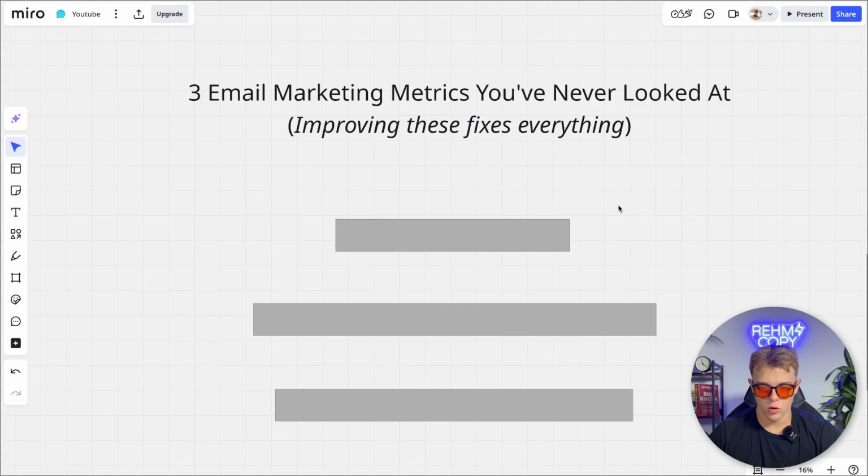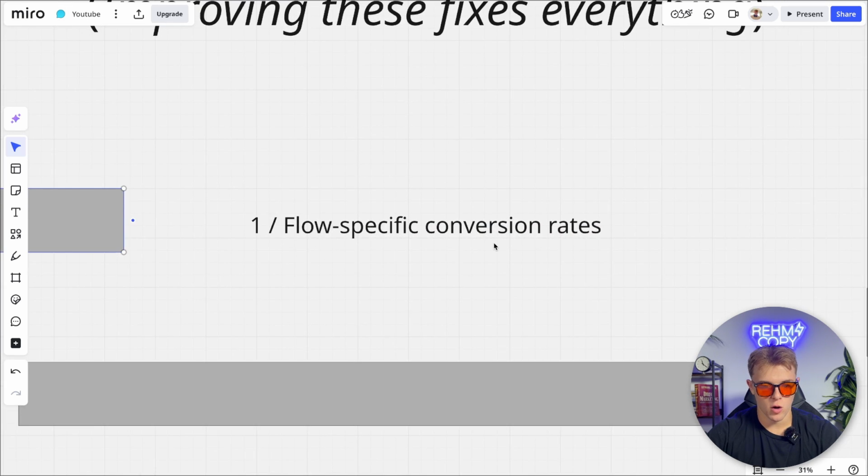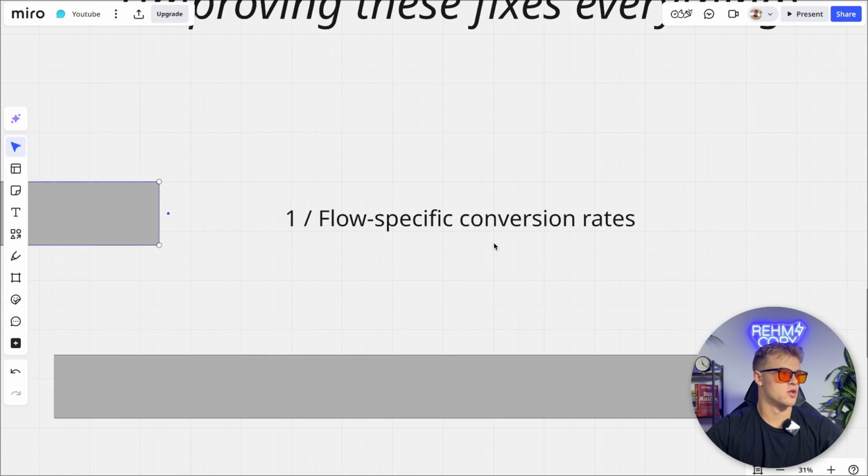All right, drum roll please. Let's reveal statistic number 1. It's going to be flow-specific conversion rates. So here's what I mean by that.